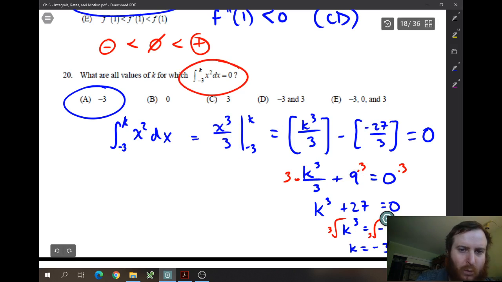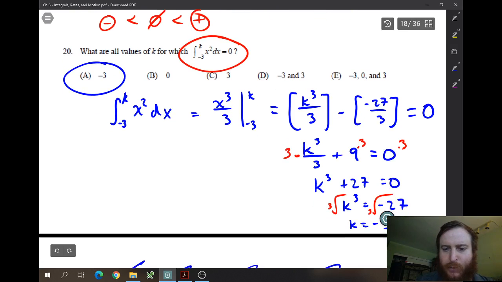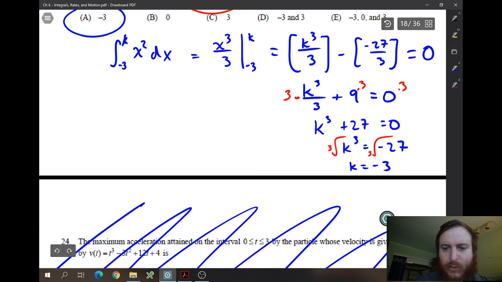Now, they said, when is that equal to 0? So we're going to take k cubed over 3 plus 9 and set it equal to 0. I multiplied each term by 3. That gave me k cubed plus 27 equals 0. Subtracted 27, took the cube root, and we get -3.